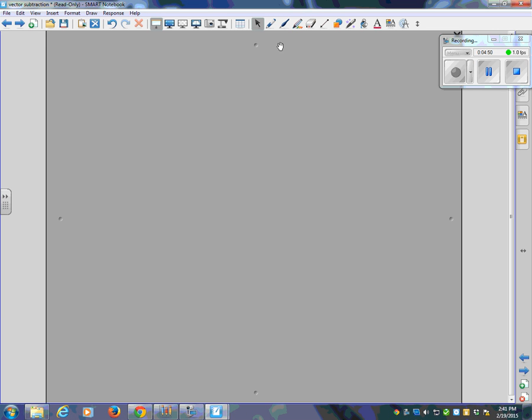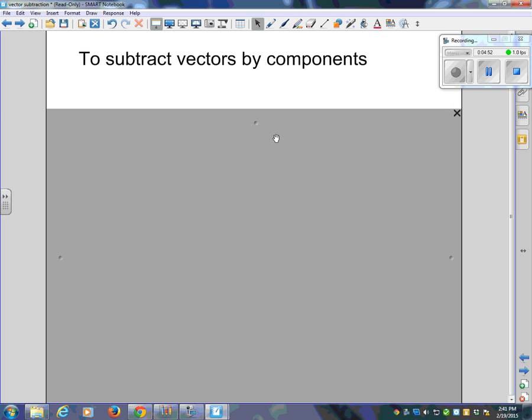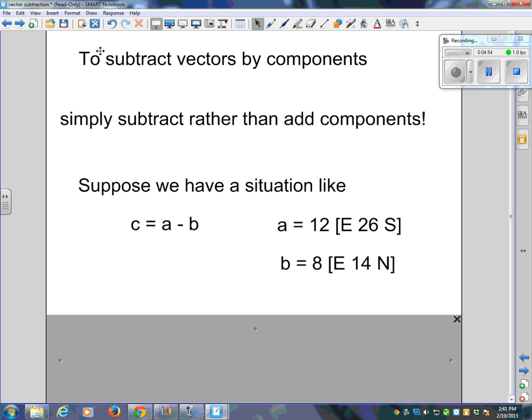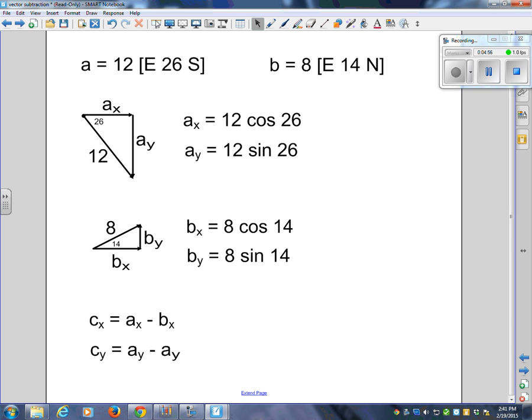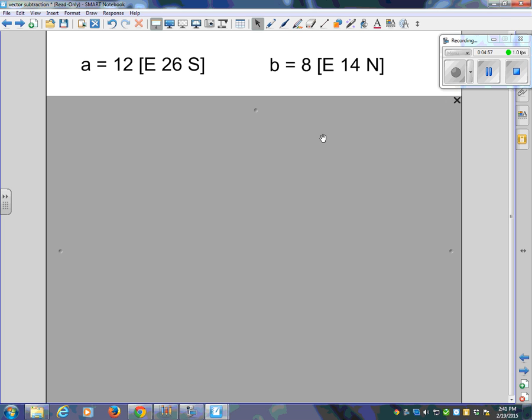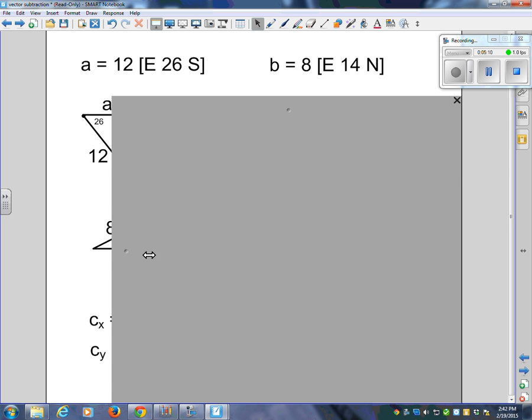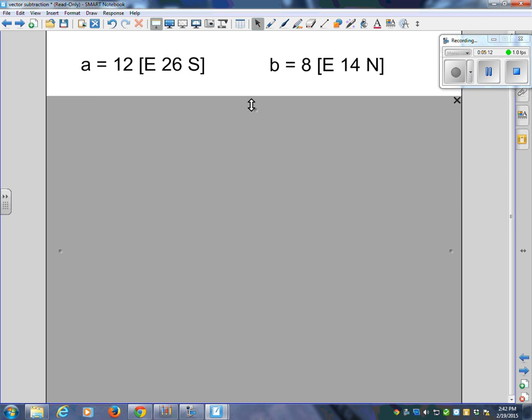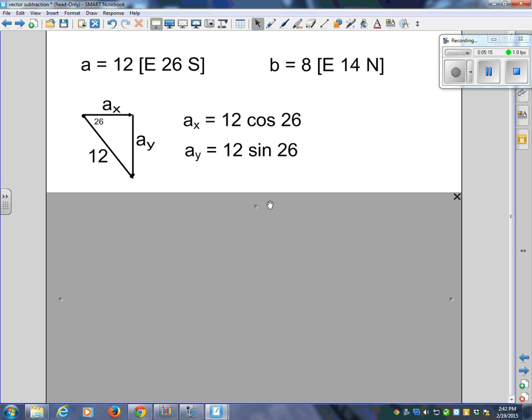Okay, so step one, all I did there was just rewrite the vectors. You don't need to do that, you've got it right there. I just rewrote them so that it's right on the screen for us. So step one is to break them into components. How do you break them into components?